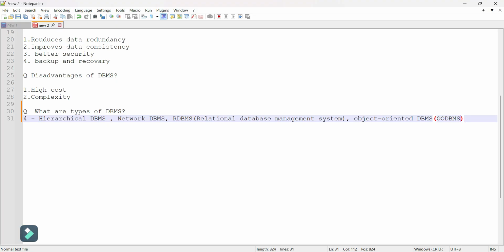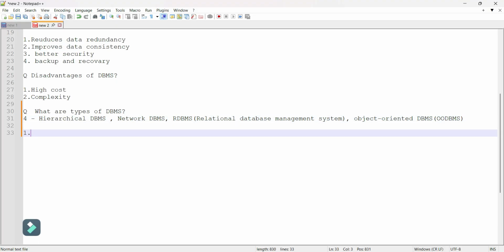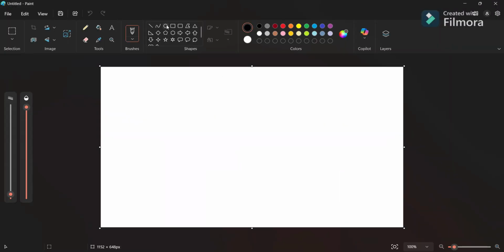So number one is hierarchical DBMS. Basically, the hierarchical DBMS organizes data in a tree-like structure. Each parent record can have multiple child records. Let me tell you an example.